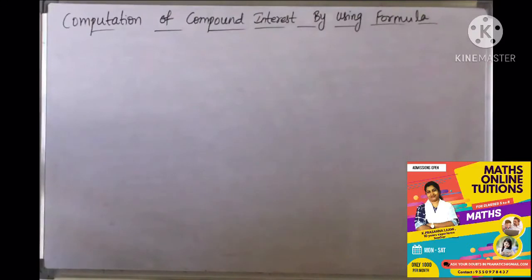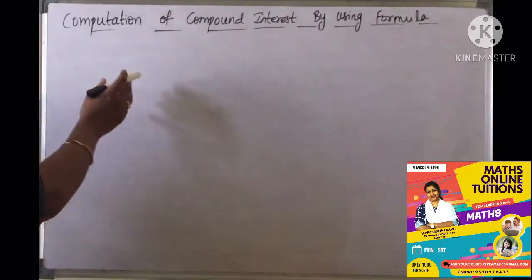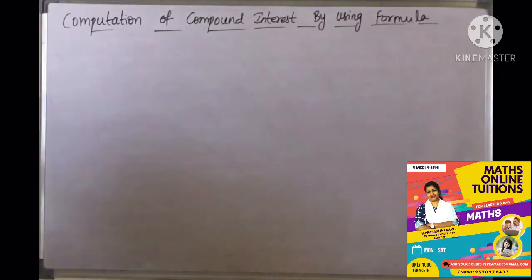Now, computation of compound interest by using formulae. Here we can use a formula for the compound interest. Just now we have discussed one example on compound interest, right? As you have seen, the method of computing compound interest was very lengthy and cumbersome, especially when the period of time is very large. So in this video we shall discuss how to obtain the formula for the computation of compound interest, using the method discussed in the previous example. Using this formula, the computation of compound interest becomes very easy.